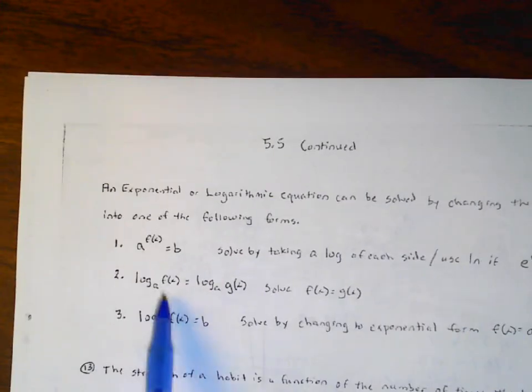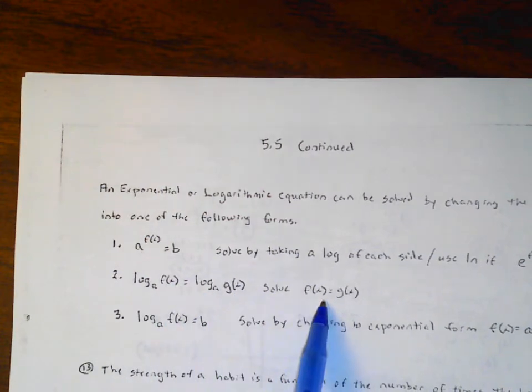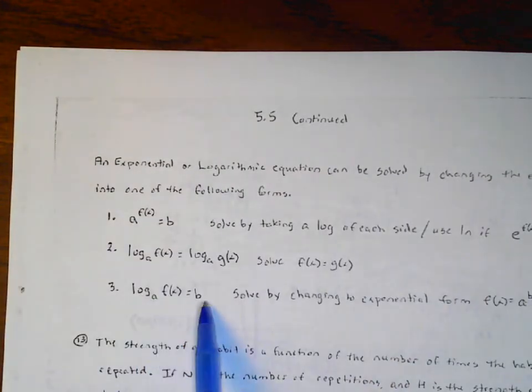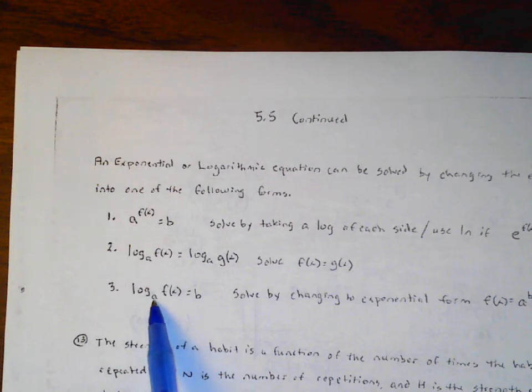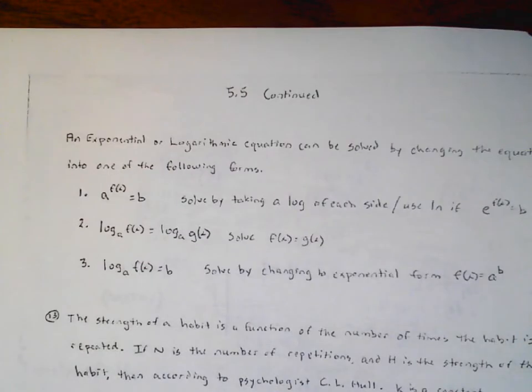If you have logs of the same base, base a or base 2 or whatever, then you can just say f of x is equal to g of x and solve it. And if you have the log of something equal to something else, change it to an exponent, a to the b power is equal to f of x, and then solve it from there. So that's how you can think about solving it.